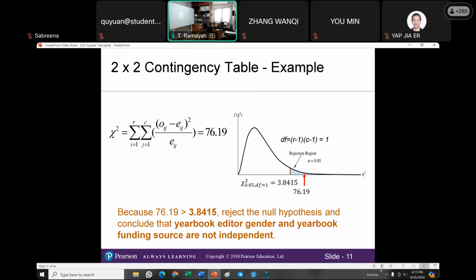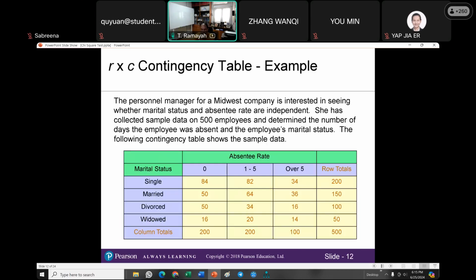Okay. So I will show you another example with a 4x3 contingency table. We have marital status, which is single, married, divorced, and widowed. Here we have the absentee rate, 0 days, 1 to 5 days, and over 5 days. These are the three absentee rates. For 0 days of absenteeism, we have 200. For 1 to 5 days of absenteeism, we have 200. For over 5 days, we have 100.